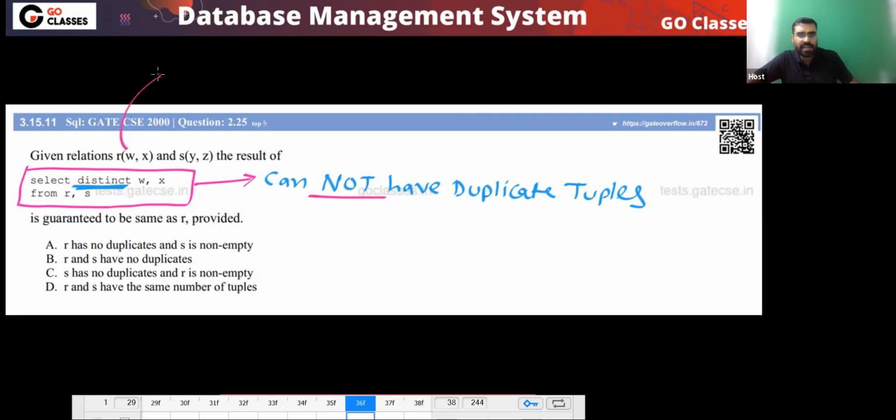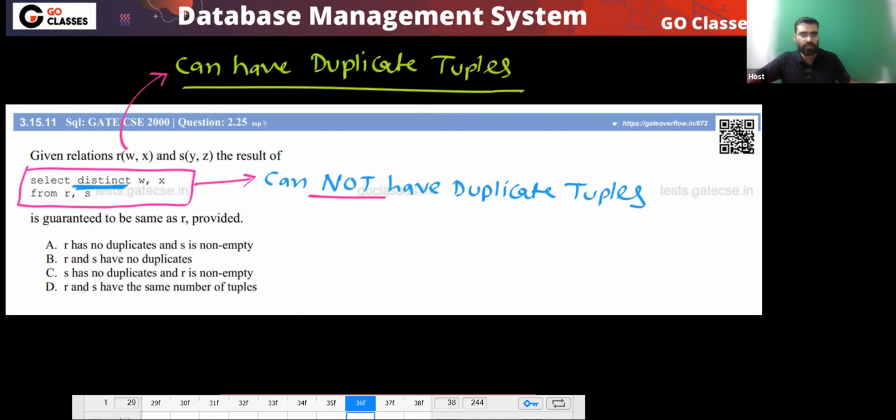The original R, can it have duplicate tuples? It can have duplicate tuples, agree? So which option is gone? The one that says the result is guaranteed to be the same as R.